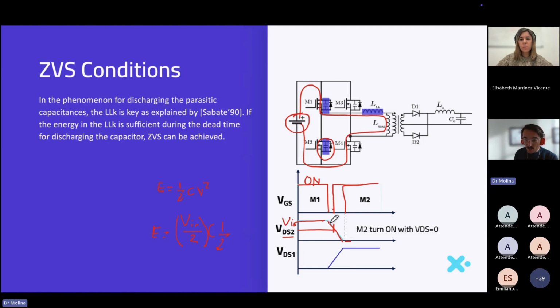And where is this energy going? This energy is going to the capacitor in the upper MOSFET that is now off. As you can see, this one is decreasing at the same time that this one is increasing. So it is basically just transferring the energy from this one to this one. This is what is happening.